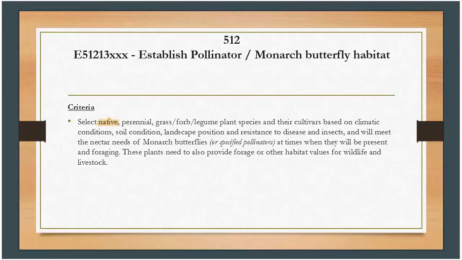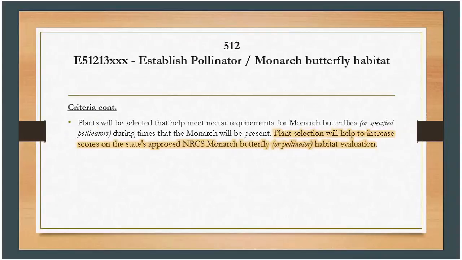So the criteria then for establishing pollinator or monarch butterfly habitat is selecting native, perennial, grass-forb legume plant species and their cultivars, similar language that we saw in the other criteria, considering everything that you usually consider, but relative now specifically to pollinators and monarch butterflies, providing them for, and then where it overlaps with habitat values for livestock as well. Okay, next slide.